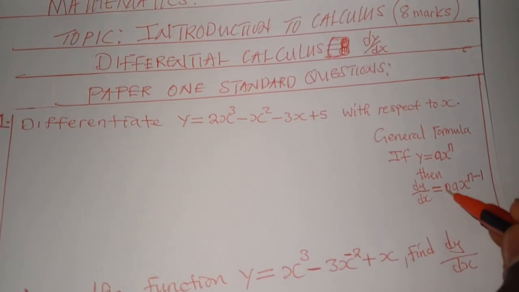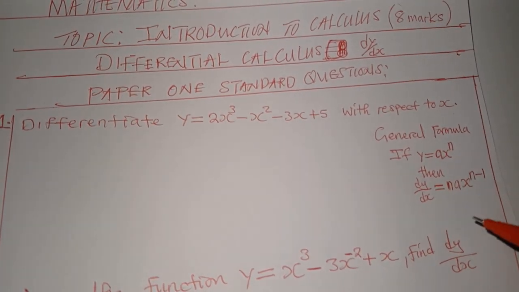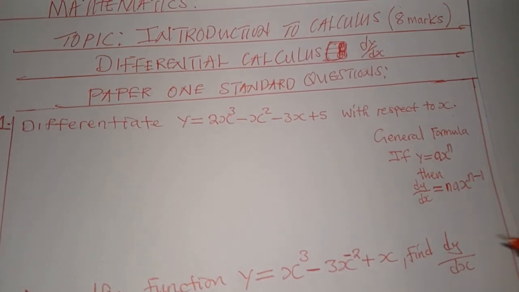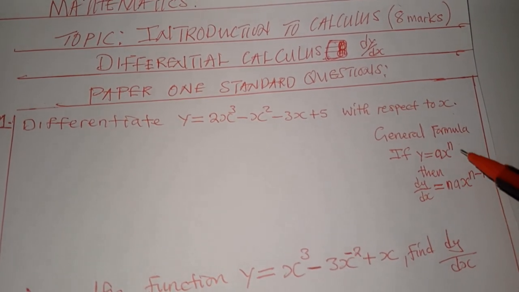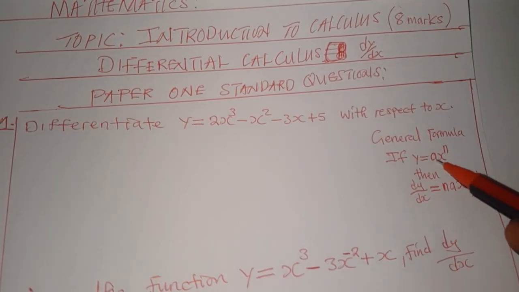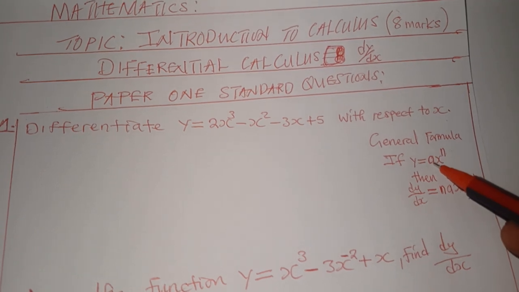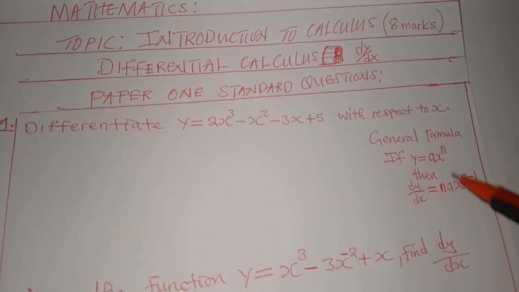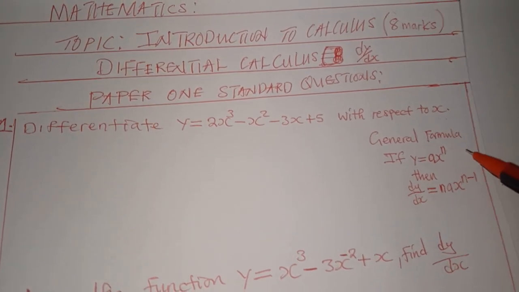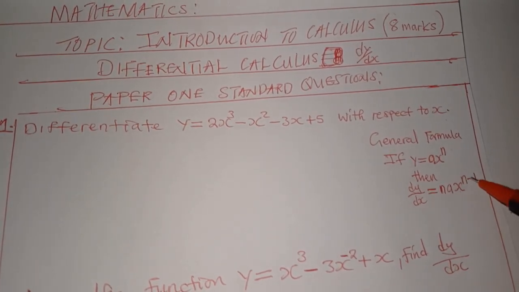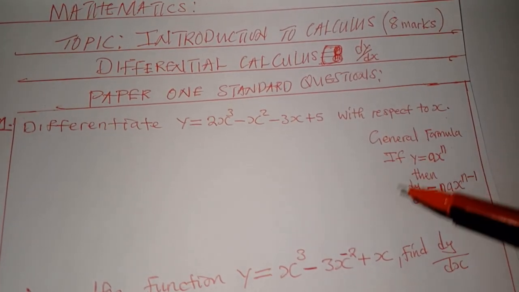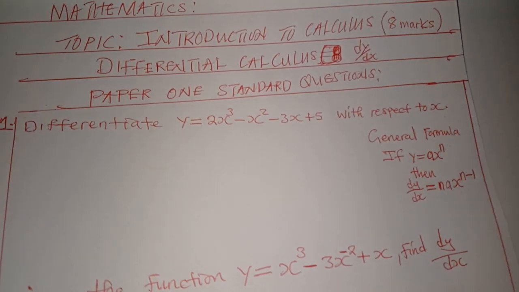This n is the power of x, then a is the coefficient of x. If it was a number, let's say n is 5, it will be 5 times a. If a is 2, it will be 5 times 2, giving you 10x. On top, it will be 5 minus 1, giving you x to the power 4. So we want to use this to evaluate these questions which I have here.